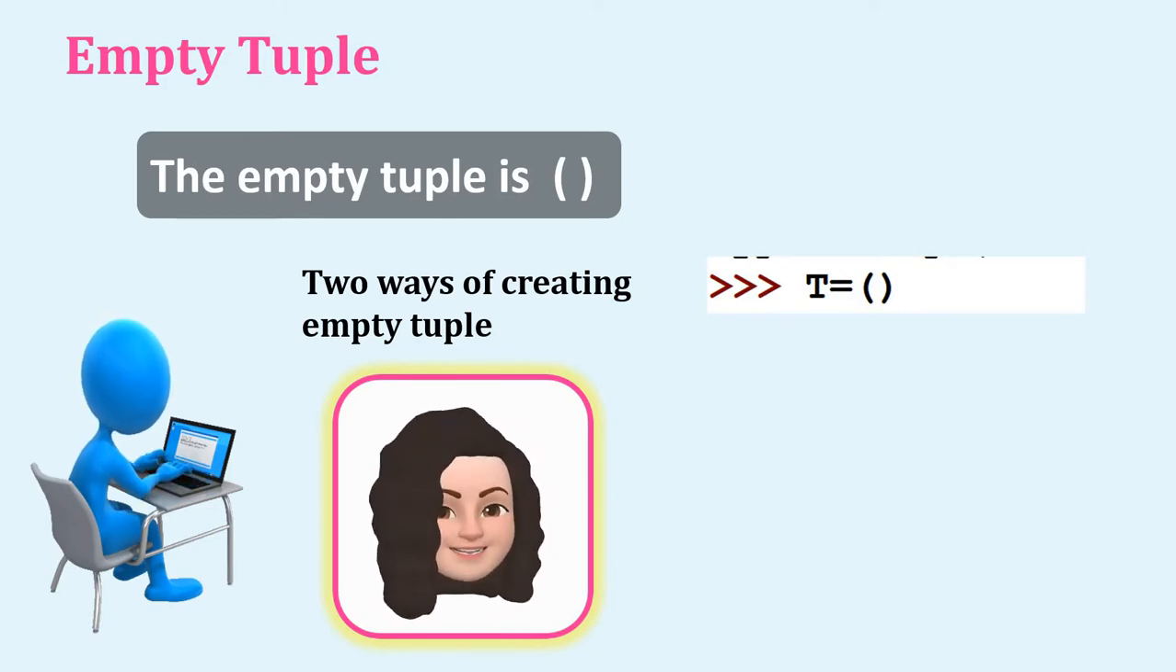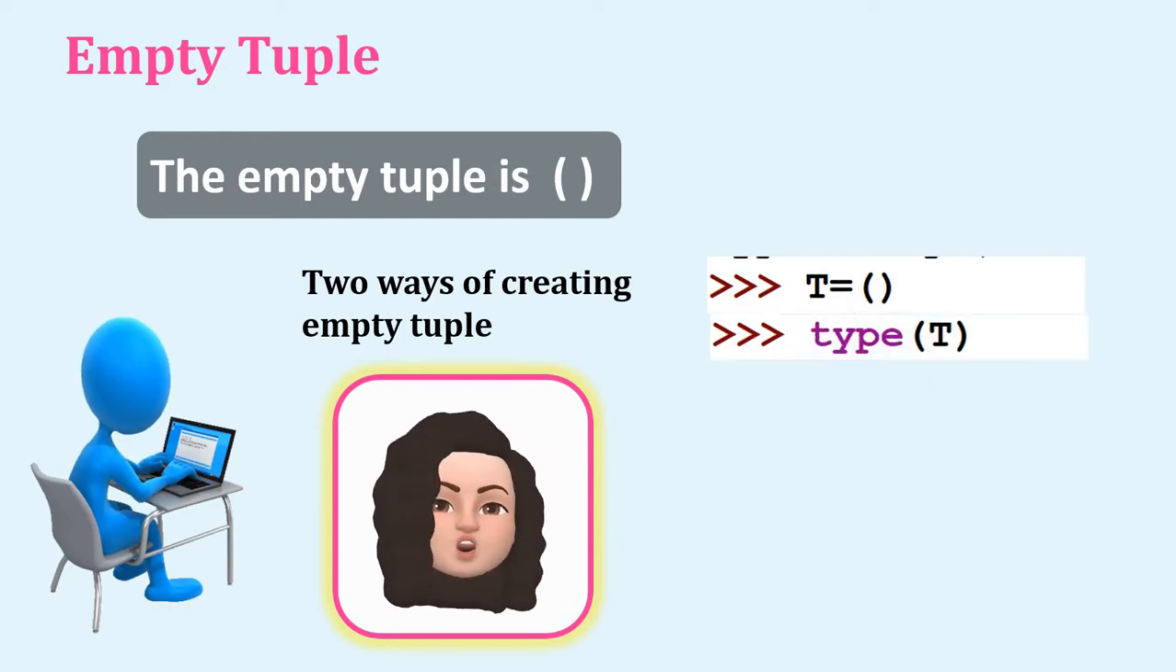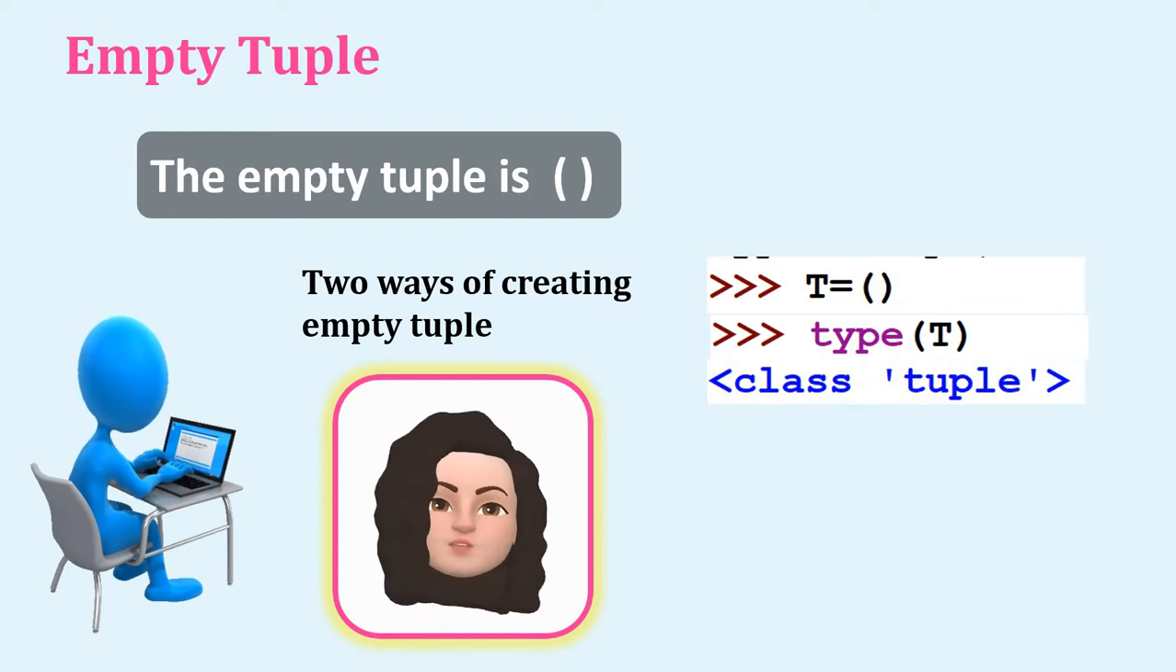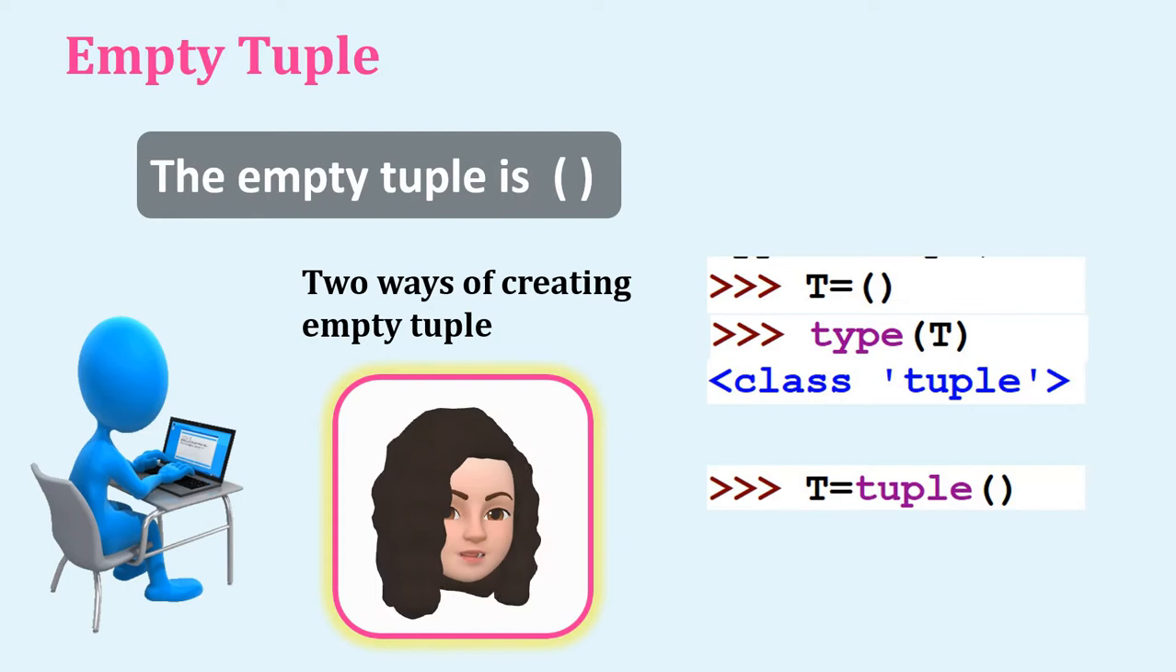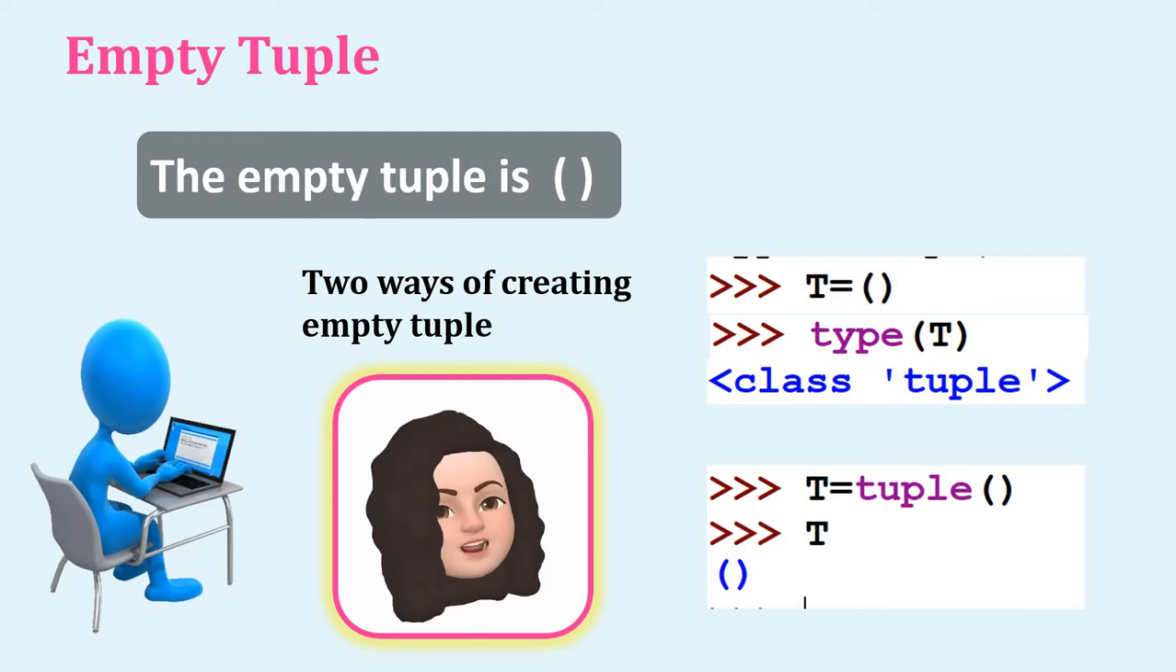Now, let's check the data type of this variable t. So, type of t, it is displaying the output as class tuple. So this t is a tuple, it is an empty tuple. Now another way of creating an empty tuple is using the tuple function. So assign any variable, t is equal to the tuple function, and this will create an empty tuple. So an empty tuple can be created by simply assigning empty parentheses or by using the tuple function.